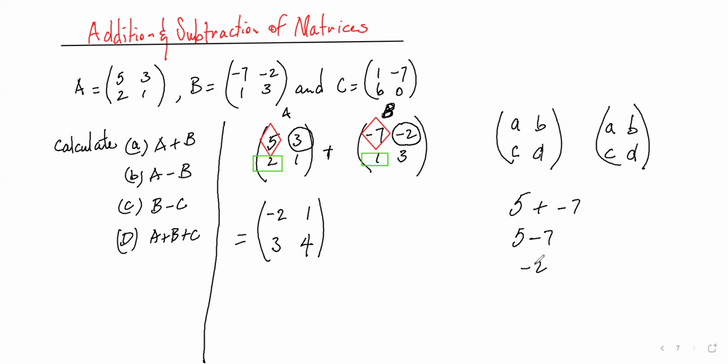That's how we got -2. The other one, you can either work with the next column or the next row. So you could say it's 3 plus -2, or we could continue with the next column. 2 plus 1, just 3. 3 plus -2, which is 3 minus 2, and 1 plus 3, which is 4.